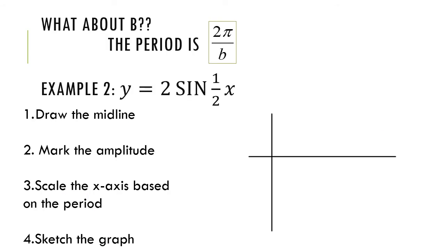Okay, so let's take a look at one where the period does change. Now, there's a trick for that one, and it's this formula here. You can find the period by doing 2 pi divided by b. And remember that b is that number in front of the x. So like last time, the first thing we're going to start with is drawing the midline. Well, where's our midline? It's whatever you're adding or subtracting to the end. Since we're not adding or subtracting anything on the end, our midline is going to be at 0. Next up would be the amplitude. Amplitude is the number in front, so 2.